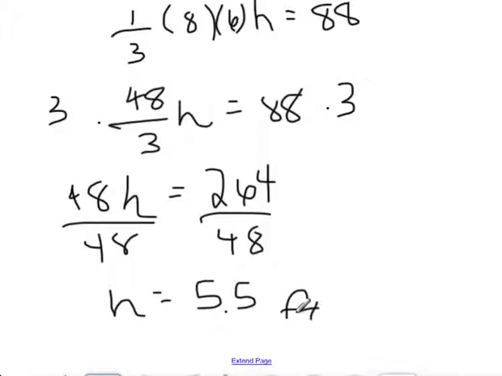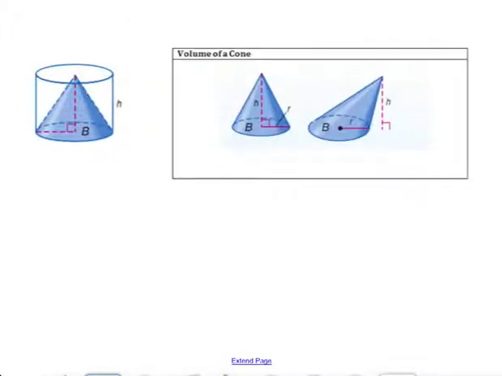And now since I'm talking about the height, I'm talking about a line. So then my h is just simply going to be feet. So we're talking about 5.5 feet.